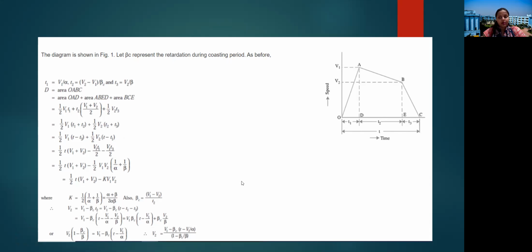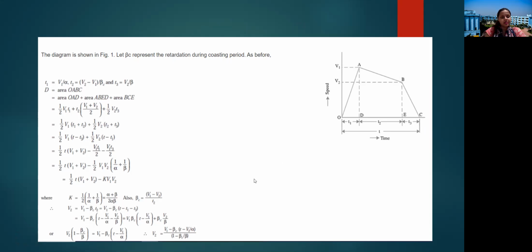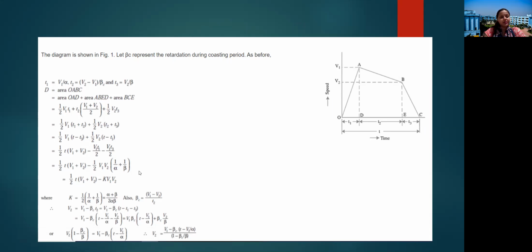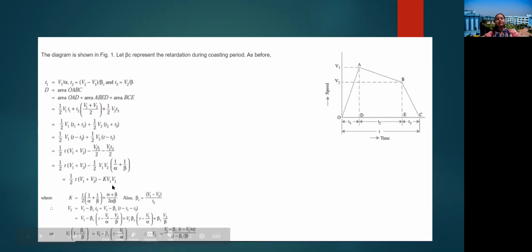Just a minute. So here also the value of K will be half of 1 by alpha plus 1 by beta. So here I suggest you keep in mind the equation D equals half T into V1 plus V2 minus K V1 into V2.